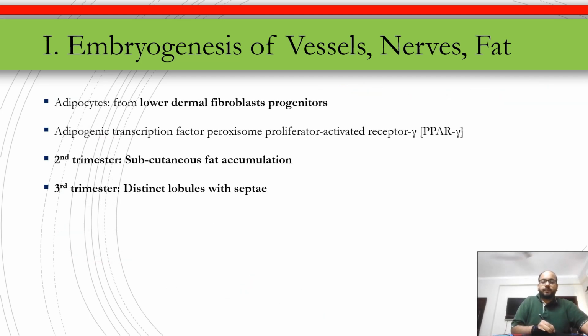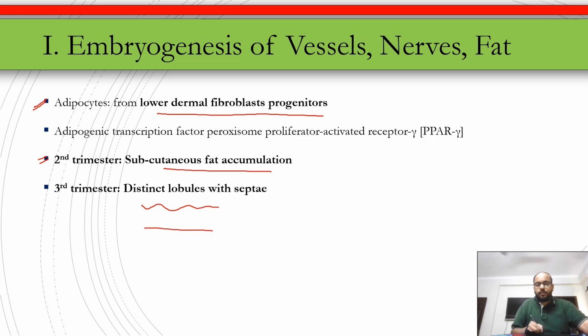Now, adipocytes or the fat cells are derived from the lower dermal fibroblast progenitors. We know that. At the level of second trimester, subcutaneous fat accumulation starts. So what I'm trying to say is this is the epidermis, this is dermo-epidermal junction, this is the dermis. From the lower part, slowly adipocytes will be formed, and these adipocytes will proliferate and go deeper.